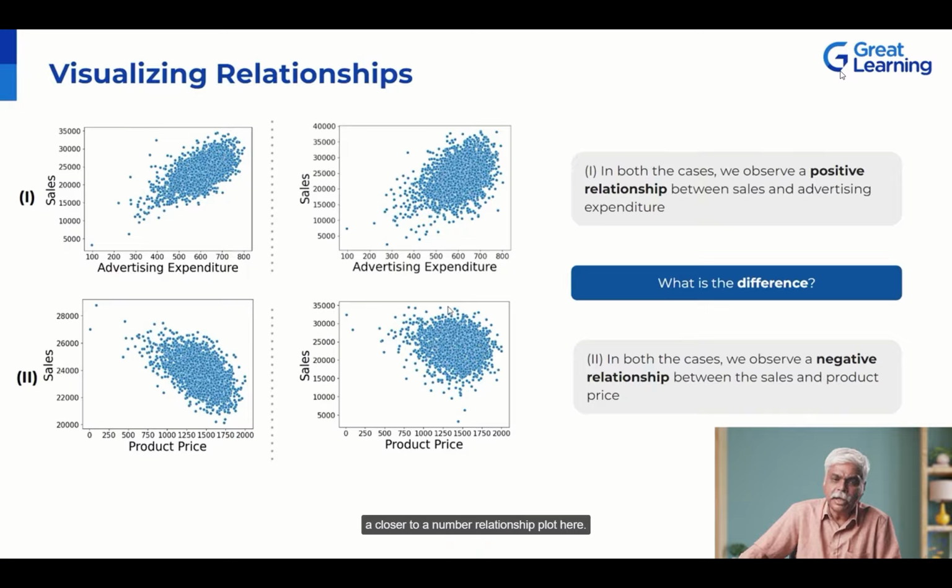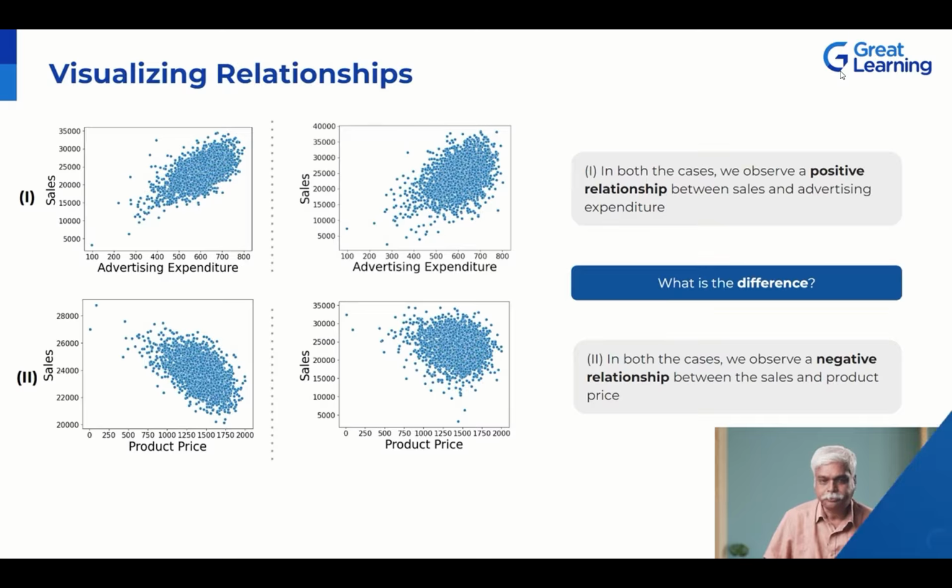And I see a closer to a no relationship plot here. In these cases, whatever be the nature of positive relationship, it's suggesting the idea that we need to dig a little deeper to understand how positive the relationship is, how negative the relationship is, and get more numbers around this.